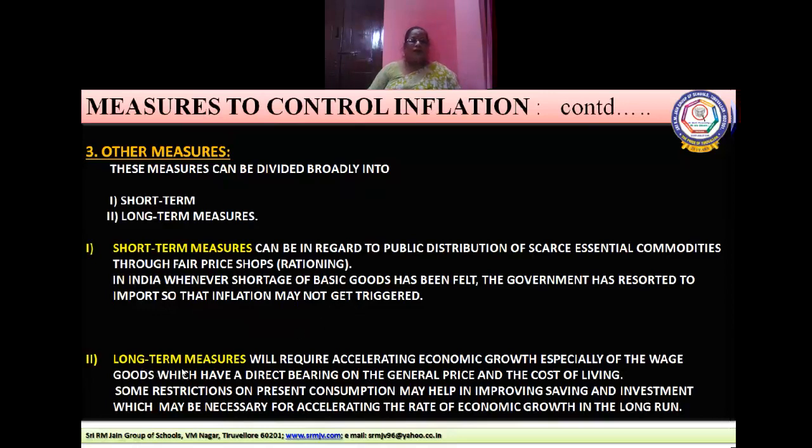Number two, long term measures. Long term measures will require accelerating economic growth, especially of the wage goods, which have a direct bearing on the general price and the cost of living. Some restrictions on the present consumption may help in improving saving and investment, which may be necessary for accelerating the rate of growth of the economy in the long run. So far we have completed the measures to control inflation.